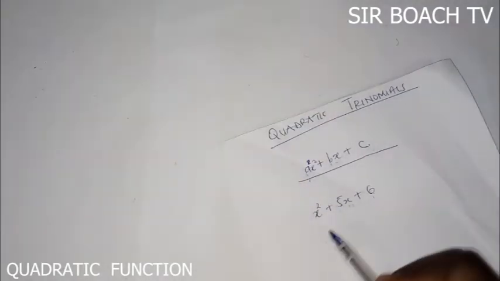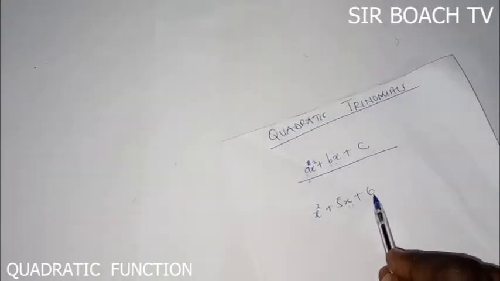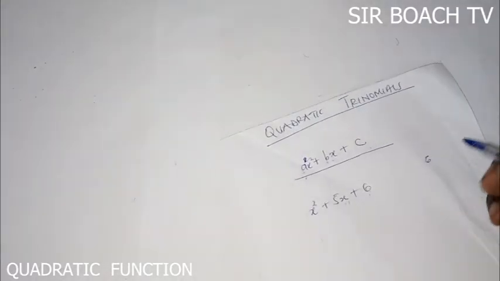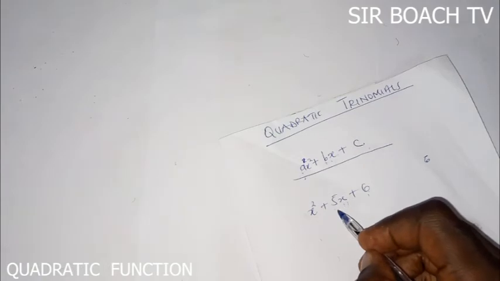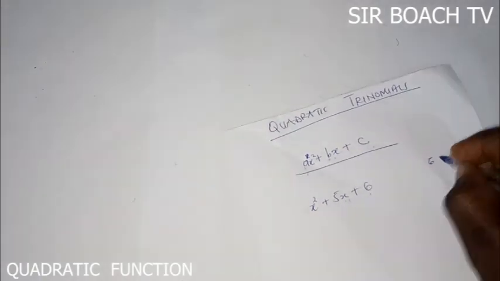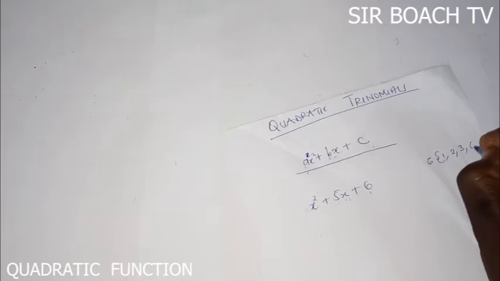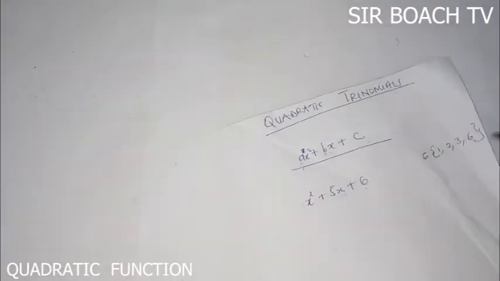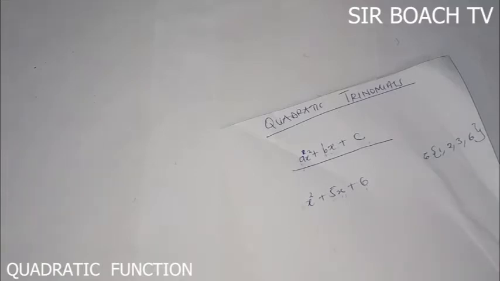So what do we have to do? We multiply the 1 outside here, that's the coefficient of the x squared, by the 6. So we will get 6. Now we'll find factors of this 6 that when you multiply, you get 6, but when you add, you are going to get 5. So factors of 6, we have 1, 2, 3, and 6. So two of these factors, when you add, you get 5, but when you multiply, you get 6.